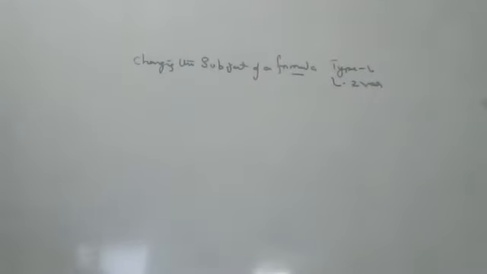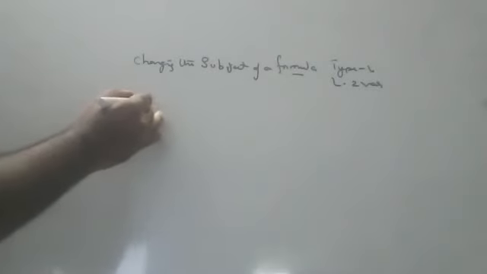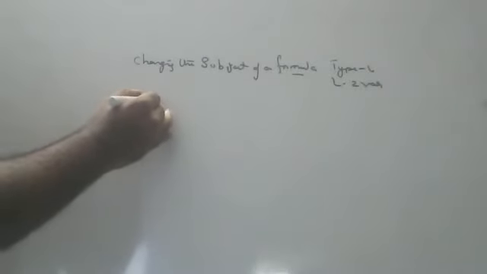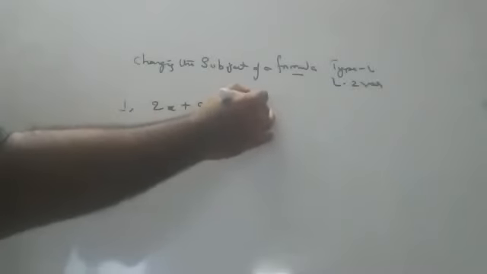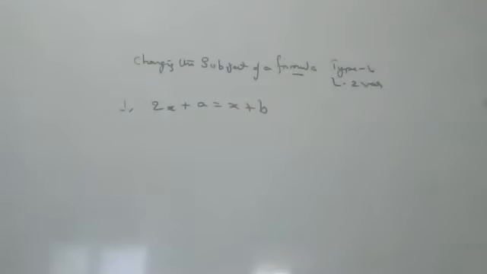So children, changing the subject means they will give one formula like this. Suppose, for example, 2x plus a is equal to x plus b. This is the formula. They will ask you to make x the subject. How to make x the subject?